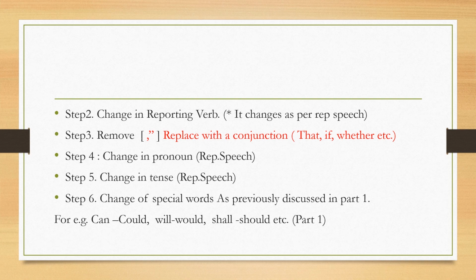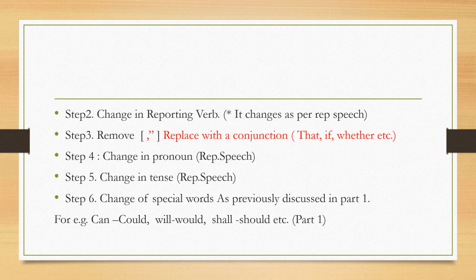Step number 3. Remove comma and double inverted comma. We need to replace it with a conjunction, if or whether. As previously discussed in part 1, we said that comma and double inverted commas are being removed and it is being replaced with that. But I said that it depends upon the type of sentence. So here in part 2, we are discussing interrogative sentence. So comma and double inverted comma would be replaced with if or whether.